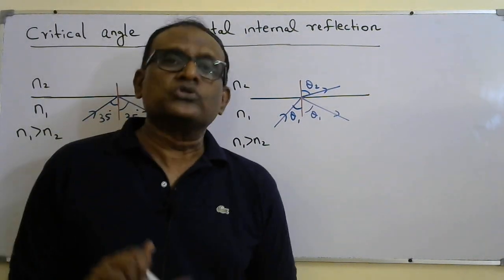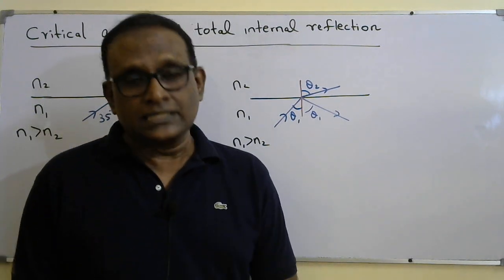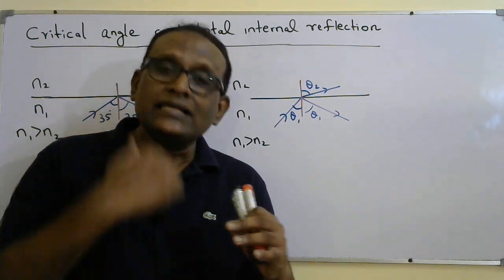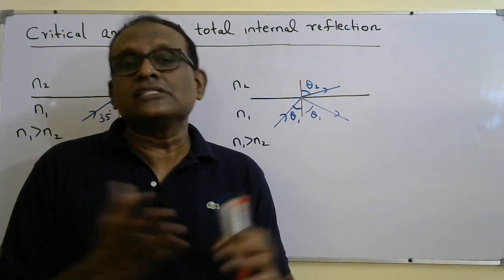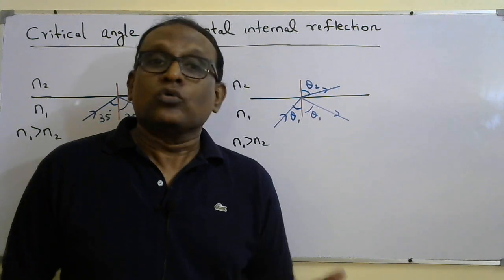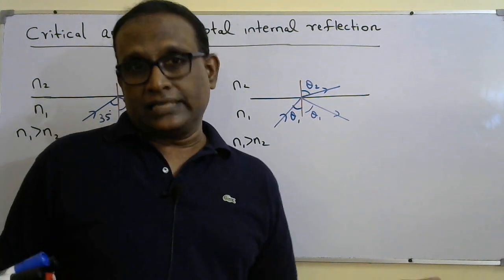Total internal reflection is used in optical fibers. The angle of incidence at the boundary of core and cladding will always be more than the critical angle. So total internal reflection happens inside the optical fiber without loss of any light or energy.